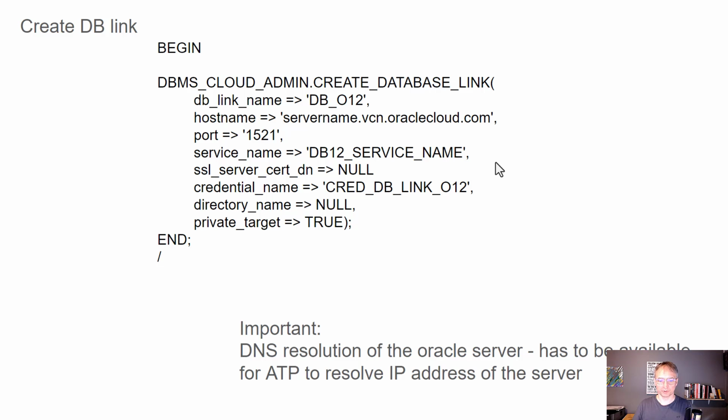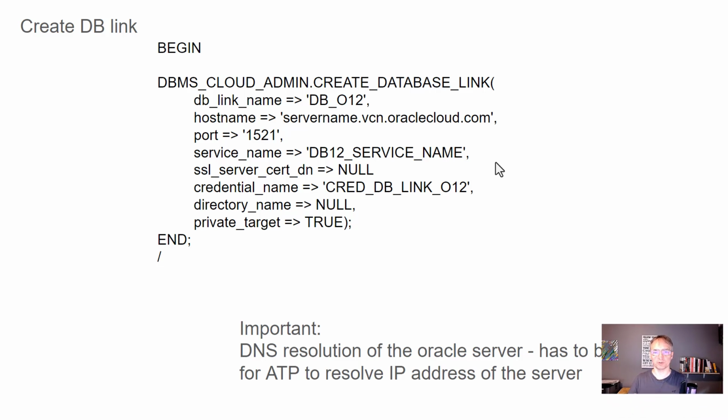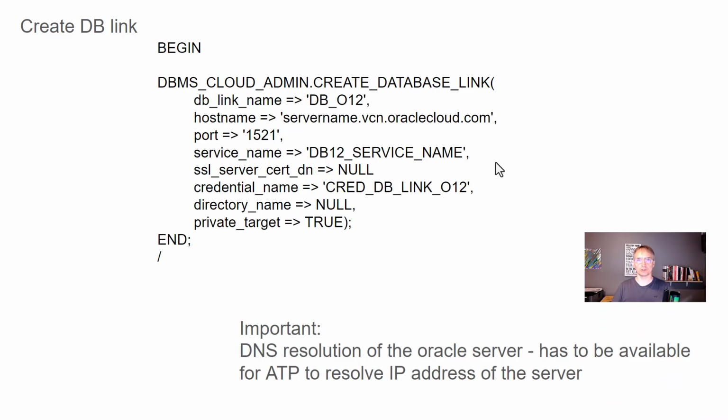Now an important point here is the host name. The host name has to be a DNS name. I tried using the IP address, and the procedure gave me an error. The ATP database is running in your cloud account. As part of your cloud account, you have access to DNS, where you can add your local DNS. When you're creating the VM, during the creation of the VM, you will have an entry in the DNS, and you have to use that DNS record to refer to your server. You cannot use the IP address.